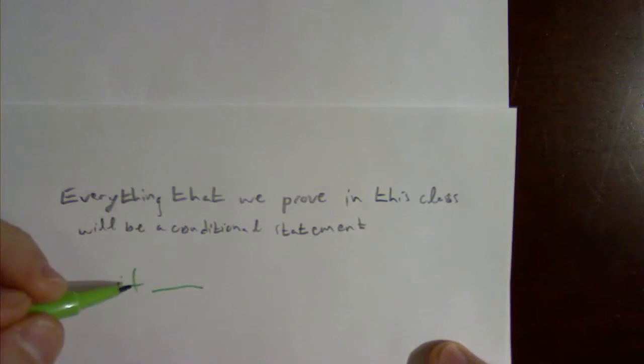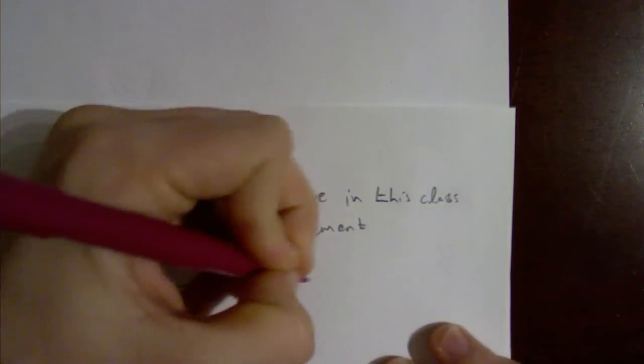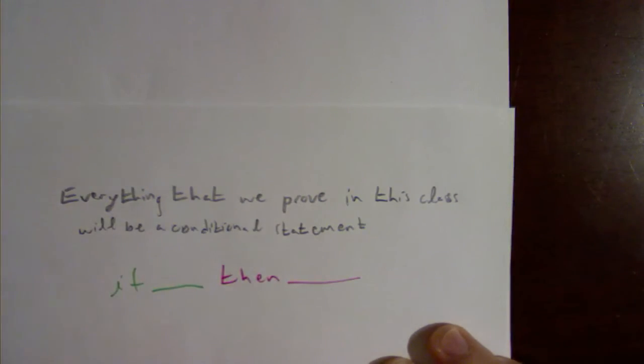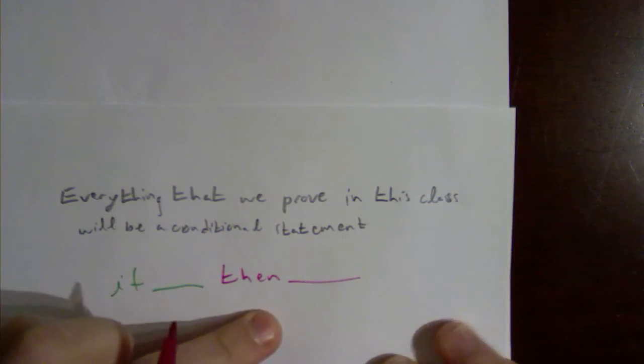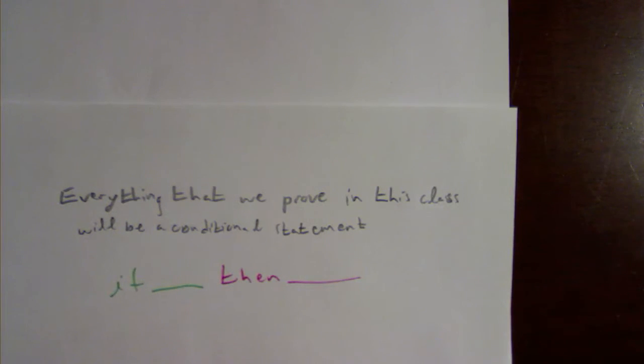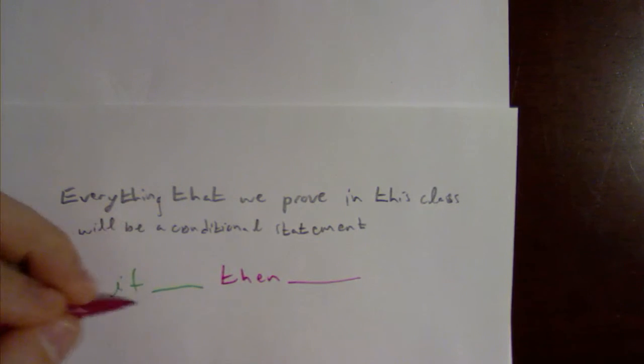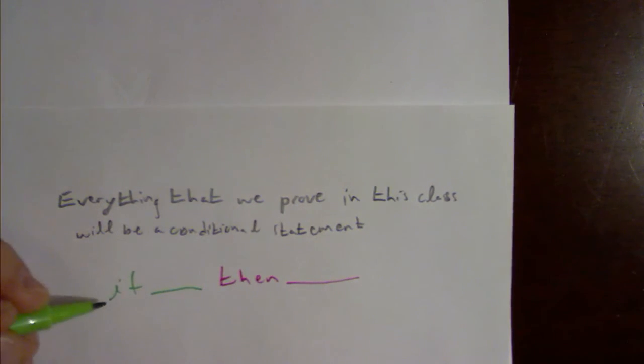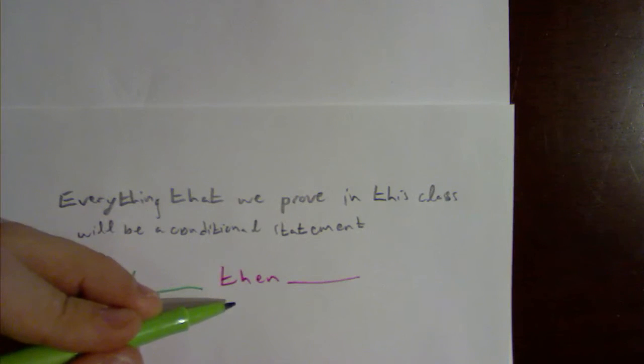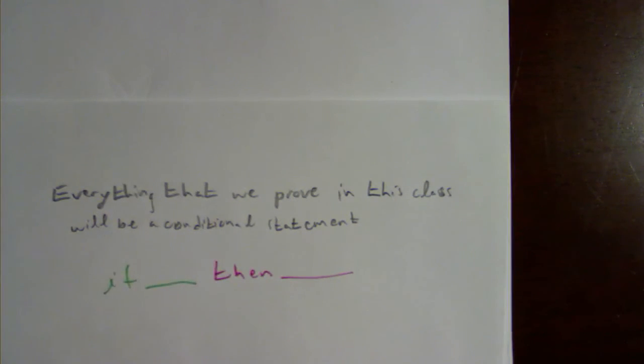It will always look like if some given, if something that we have is true, then we'll end up with something else. Every single thing that we will prove is going to look like this. And that's why conditional statements are so important to the idea of proofs. The given of a conditional statement, the if part, is where the proof begins, and the conclusion is the place where the proof ends. It's the goal. It's what you want to show is going to be true by the end of the proof.